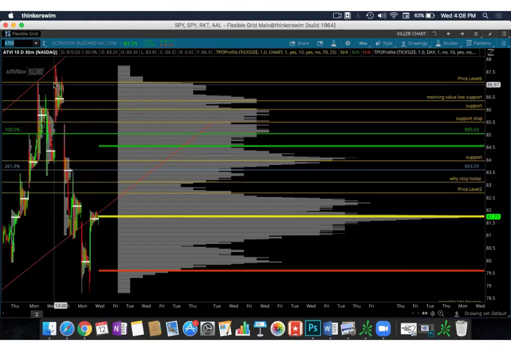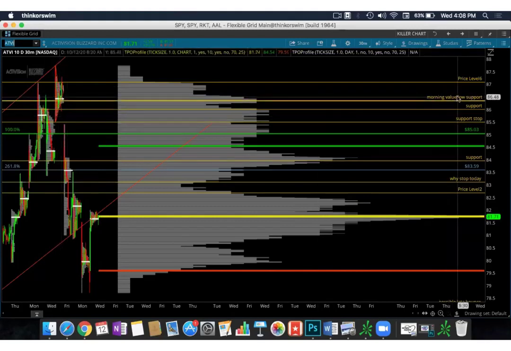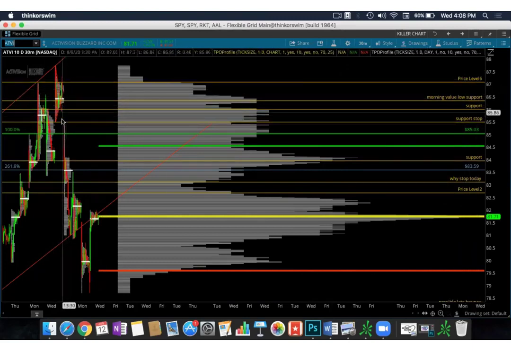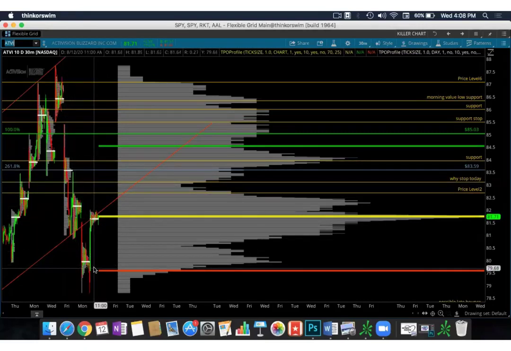We gapped up overnight. And then again, we were finding value low support up here. At the time, this was value low support, but the stock gapped down in the morning. I bought more calls here. And again, its ultimate destination, as you can see, was value low on the overarching time frame. So I could have been patient and just bought down here at the 79.